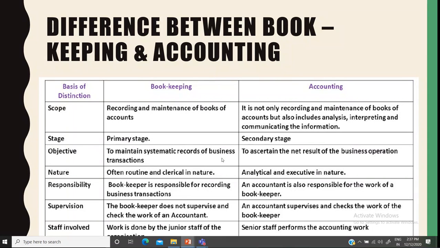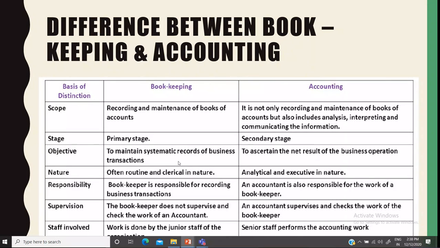And next, what is the main objective of preparing bookkeeping and maintaining accounting? What is the basic objective? In bookkeeping, you're just going to systematically record all your business transactions, but in accounting, the main purpose is that any business prepares accounts to know about its financial position, what is the current situation of that company, what are their earnings, whether they are earning profit or incurring loss, what is their net effect at the end of the financial year, that is 31st of March. So that is the main motive of preparing accounting.